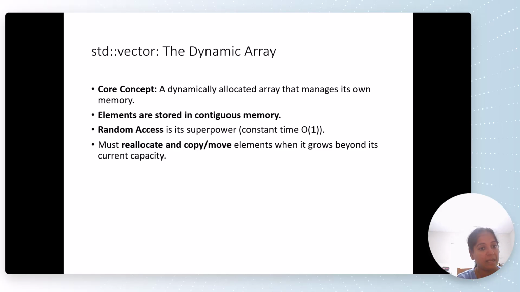Like an array, a vector also can be randomly accessed. That means you can directly access the element at a particular index. So, its complexity is big O of 1. It can reallocate memory by itself when it has to grow, or it can copy and move the elements by itself. So it performs all the memory management itself.